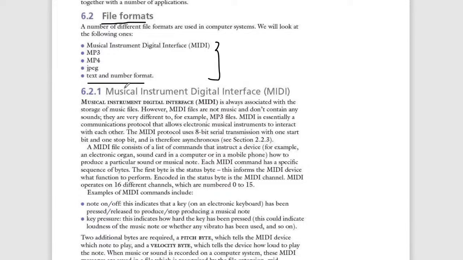So how does MIDI work? The first byte that is sent is the status byte, and this basically informs the MIDI device what function to perform. Encoded in the status byte is the MIDI channel, and MIDI operates on 16 different channels, which are numbered from 0 to 15. Let's look at some examples of MIDI.